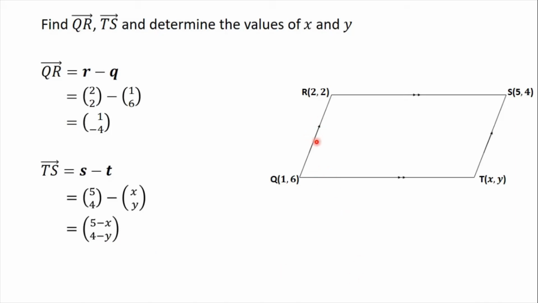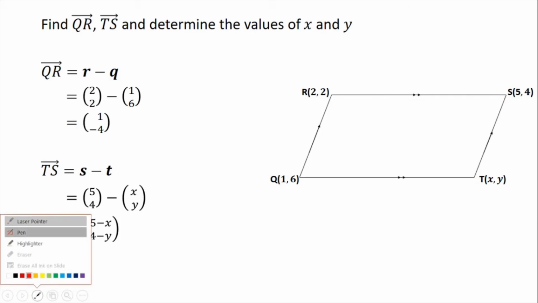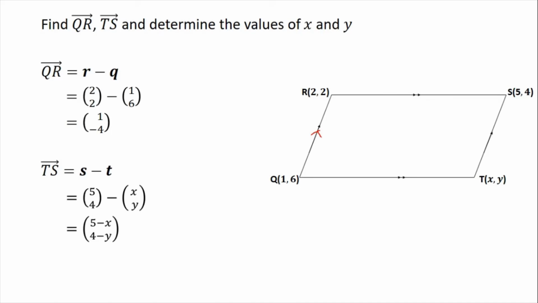Now look at something. From the diagram, you can see that vector QR is equal to vector TS. We saw this in the previous video: for a parallelogram, considering this particular parallelogram, vector QR will be the same as vector TS. So the opposite vectors are the same. In the same way, vector QT will be the same as vector RS. But this time we are considering QR and TS. We have been able to find QR and we have been able to find TS. If they are equal, we can equate these two vectors and find the values of x and y as we did in the previous video.